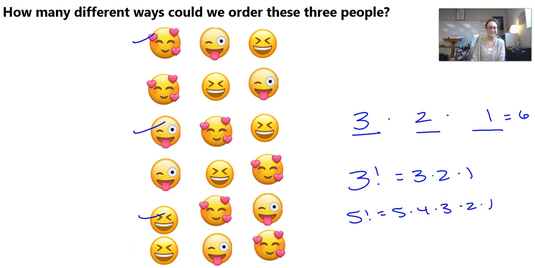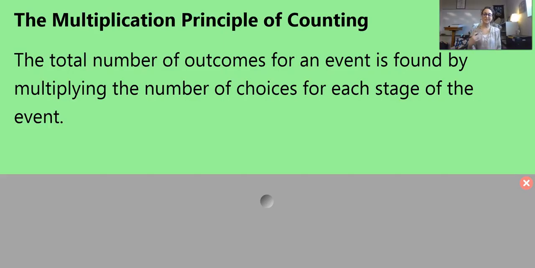So let's take a look at the definition. We were just looking intuitively, so let's formalize. You don't need to write this down, but the total number of outcomes for an event is found by multiplying the number of choices for each stage of the event. Just like last time, we had 3 stages. For the first stage, we had 3 choices. The second stage, we only had 2 choices. And the last stage, we had 1 choice, which again is 3 factorial, which is 6.